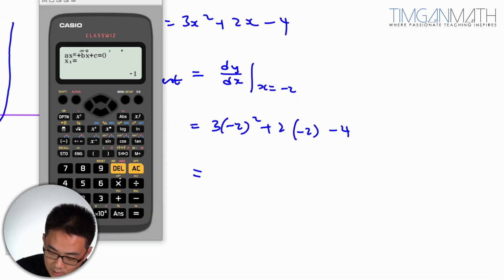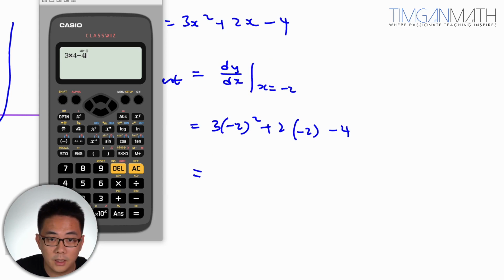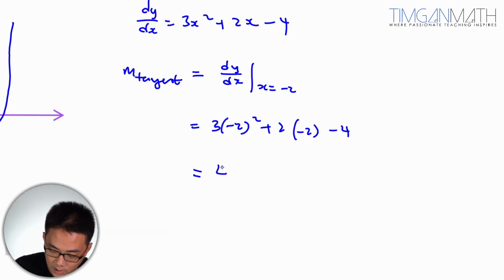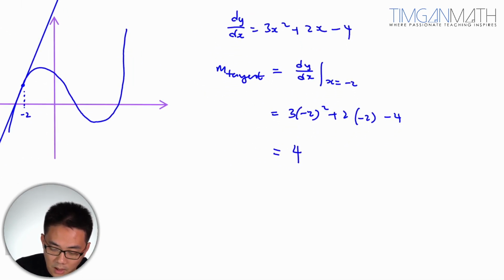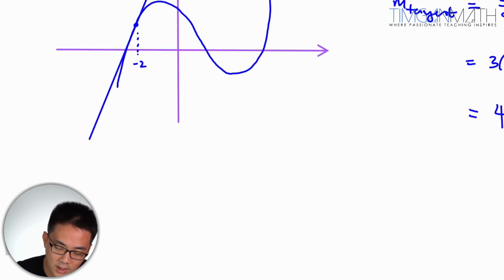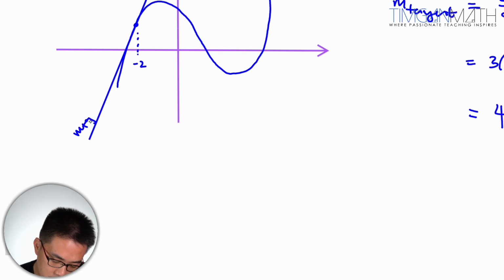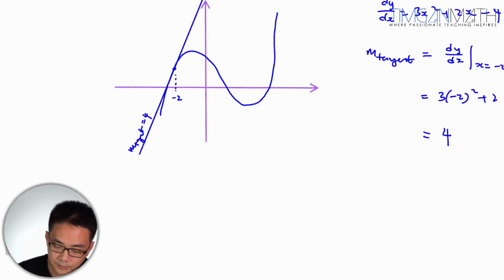So it's 3 times 4, minus 4, and we're going to put -4 here. And that will be 4. This is m tangent. So obviously this gradient here, m tangent, is 4.